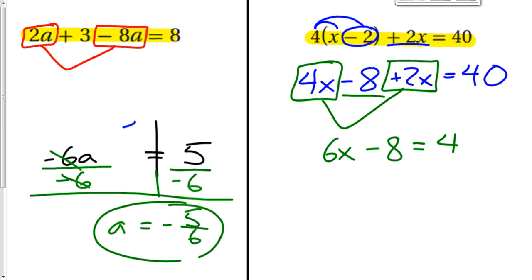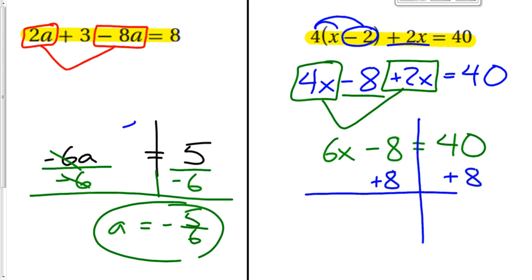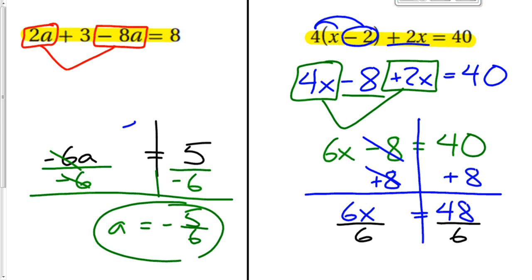equals 40. And now we go about this just like we did before. So what's happening to 6x? We're subtracting 8. So I'll add 8 to both sides. Negative 8 plus 8 cancels. So 6x equals 48. And to show that x is 8, we know 6 times 8 is 48. But to show it, we would do the opposite of multiplication. There we go. And again, you can go back and check that real quick.